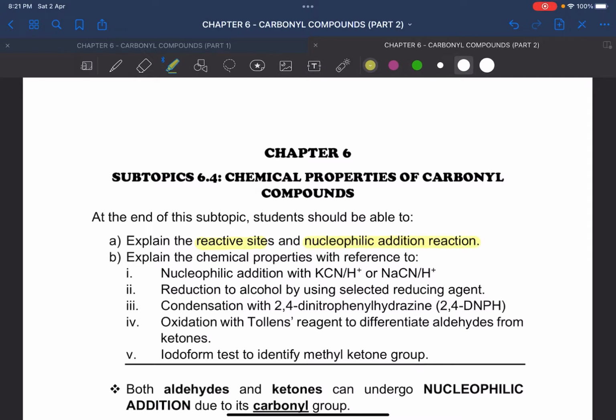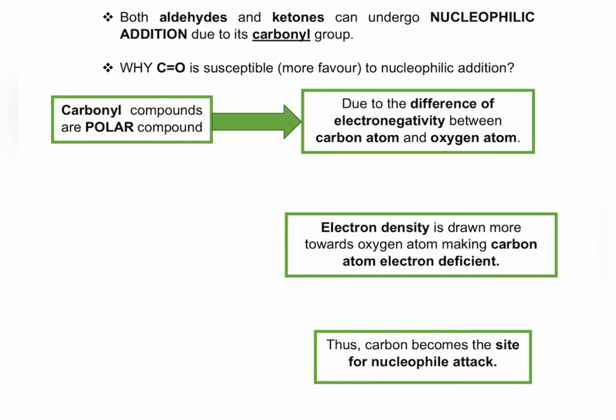In this video, we are going to focus on how to explain the reactive sites and nucleophilic addition reaction for carbonyl compounds. For your information, both aldehydes and ketones can undergo nucleophilic addition. This is because of the presence of the carbonyl group. So why does this happen? And why is C double bond O more susceptible to nucleophilic addition? Let's try to understand bit by bit.